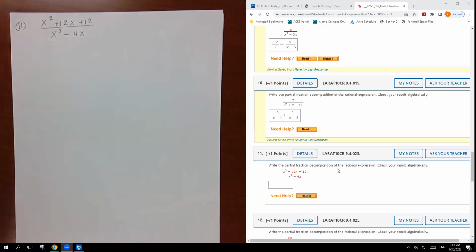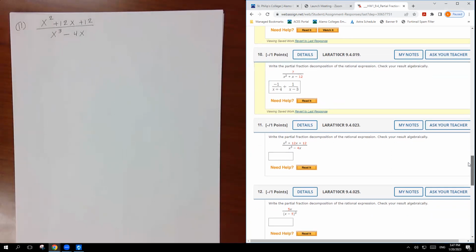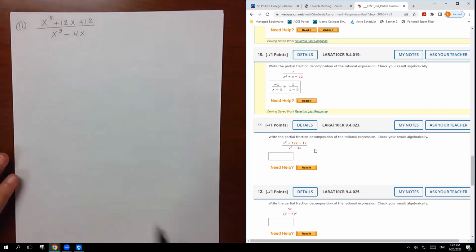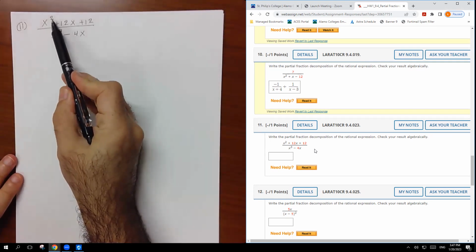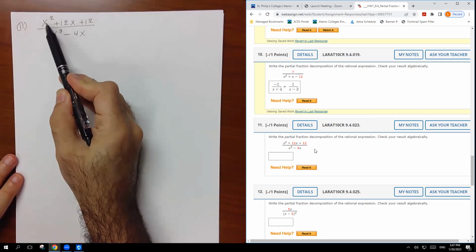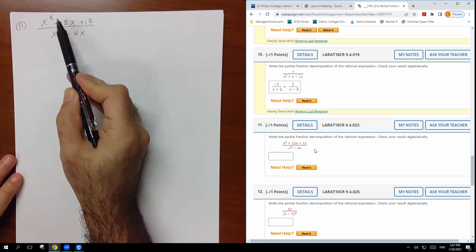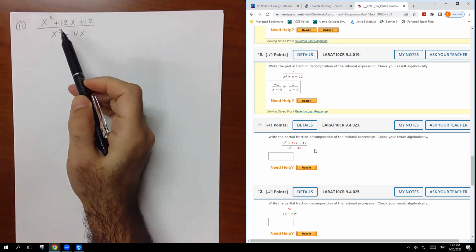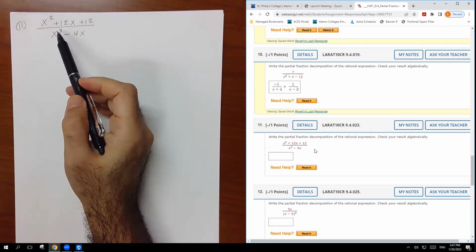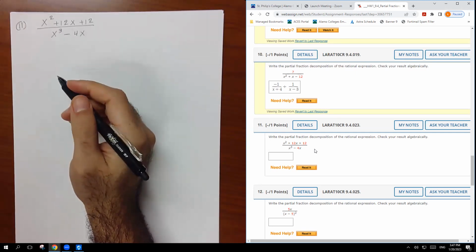For number 11, write the partial fraction decomposition, yes, the same thing. So x squared plus 12x plus 12 over x cubed minus 4x. So the first thing, we're going to check the exponents. The exponent here is 2 and the exponent here is 3. That means 2 is less than 3. In this case, this is a proper fraction. So we're going to go to the next step.